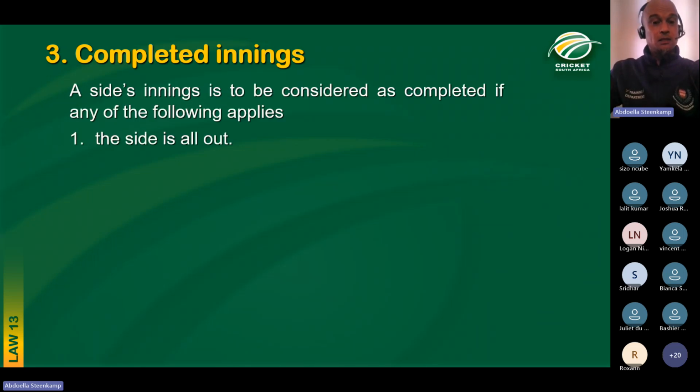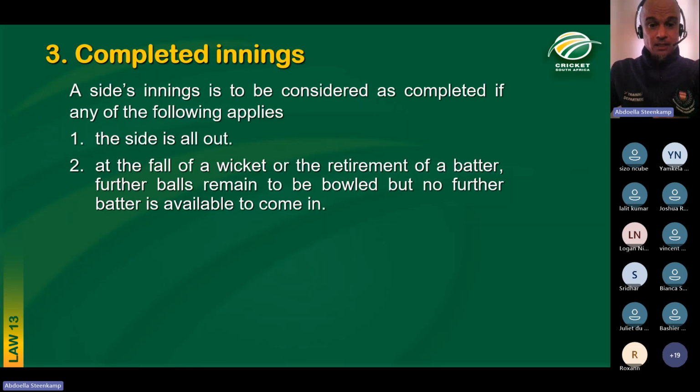First instance, a side's innings is completed when a side is all out. Usually when 10 wickets are taken, the side is all out, innings is completed. Second instance, at the fall of a wicket or the retirement of a batter, there are further balls to be bowled, but there are no further batters available to come in. Also, innings completed.